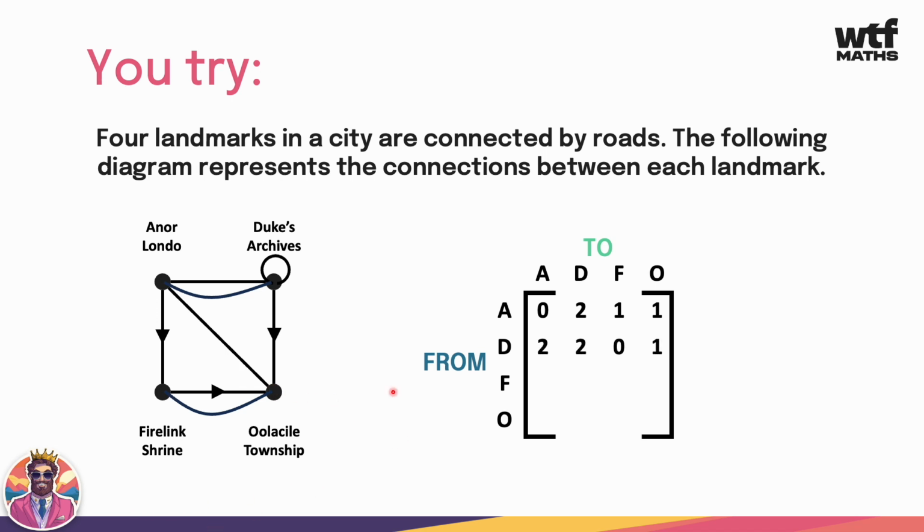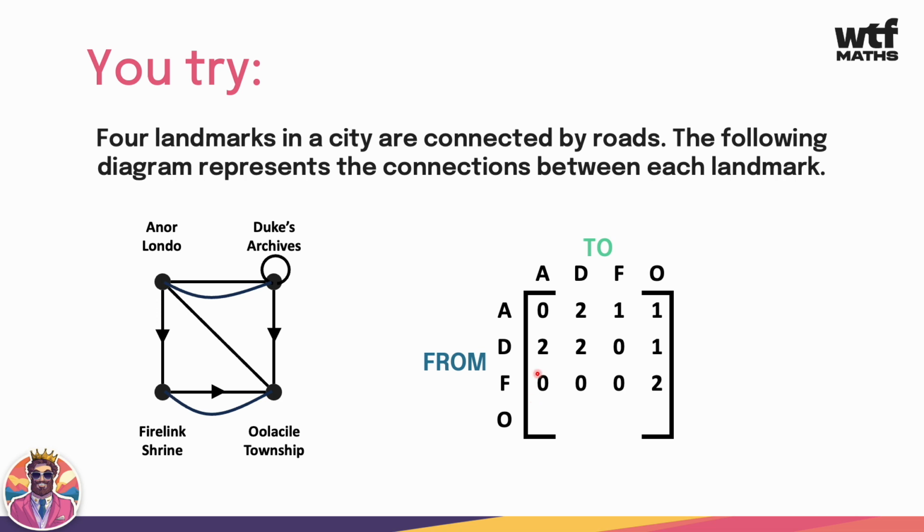For the next one. So Duke Archives to Anorlondo is 2 because again, there's no arrows, so you can go down that path again. Duke's Archives to Duke's Archives is 2 because there's a loop. You could go around this way or go around this way. Duke's Archives to Firelink Shrine is not possible. There's no route there. And finally, there's only one path going from Duke's Archives to Ulasil, so straight down here.